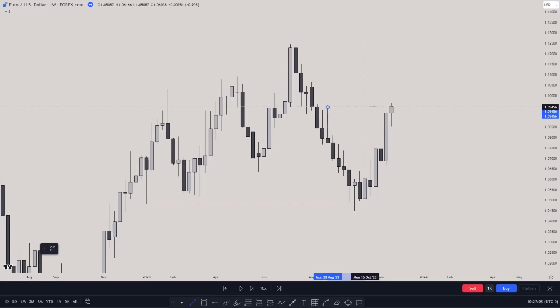We have this weekly pullback, and we have this fair value gap, right? Those are the two levels on the weekly time frame that we can anticipate a reversal. If you are not familiar with this, make sure to watch my daily bias video where I went over this example specifically and explained how to identify and find your daily bias. So weekly time frame done.